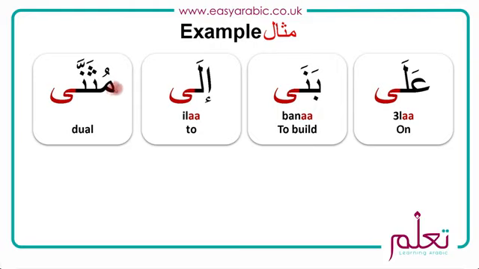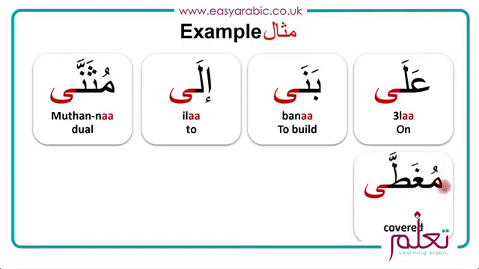Next one we have mim with the dhamma, tha with the fatha, mutha, and the noon with the muthanna, which is dual. Next one, mim with the fatha, dhamma, sorry, is mu, ghain with the fatha, mugha, ta with the shadda and the fatha, mughatta, which is covered.